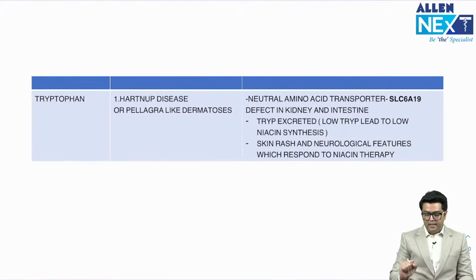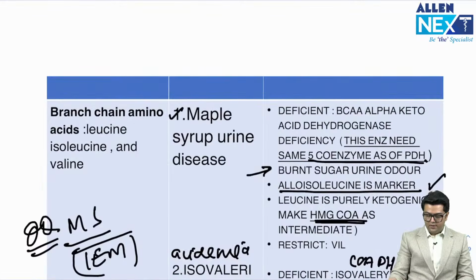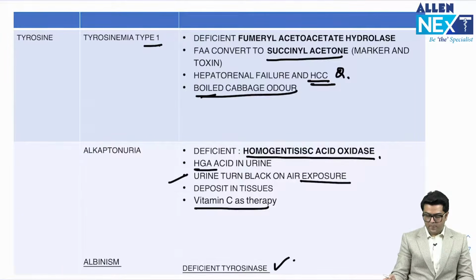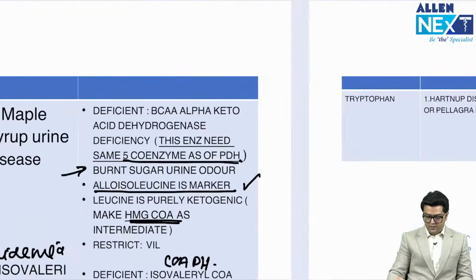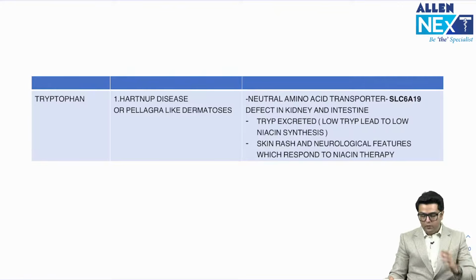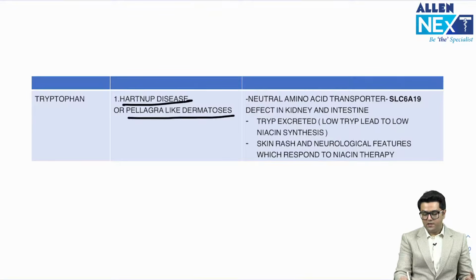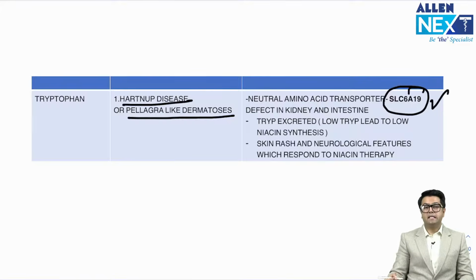Next is tryptophan. Tryptophan is a very important amino acid. Here we have Hartnup's disease or pellagra-like dermatosis, right? Pellagra-like dermatosis. The neutral amino acid transporter, guys, please don't forget this name, SLC6A19, solute carrier 6A19.